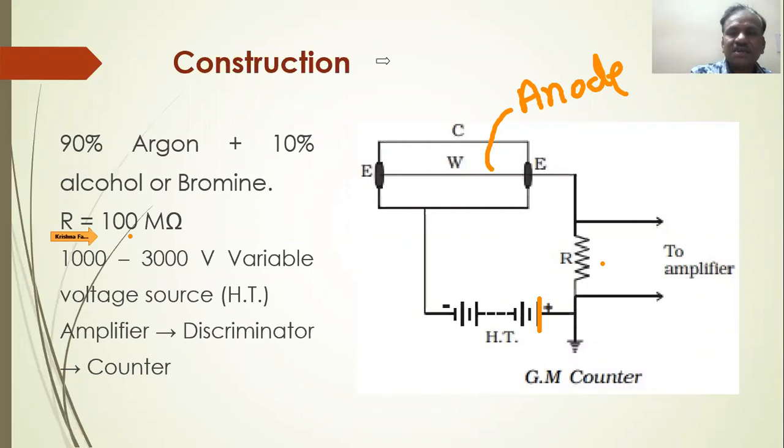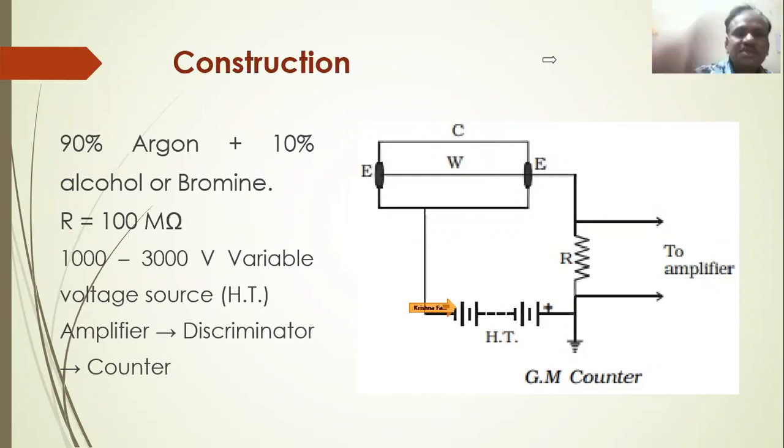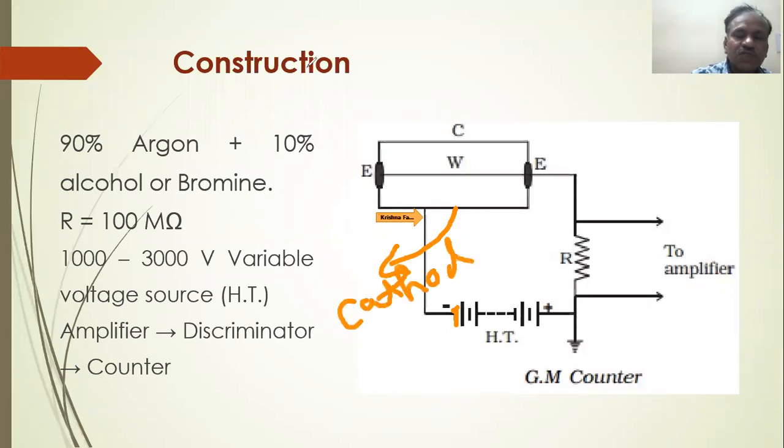And next, another terminal is there, the negative terminal. This negative terminal is connected to the body of the cylinder, so that this cylinder acts like a cathode. And this, sorry, acts like an anode here.